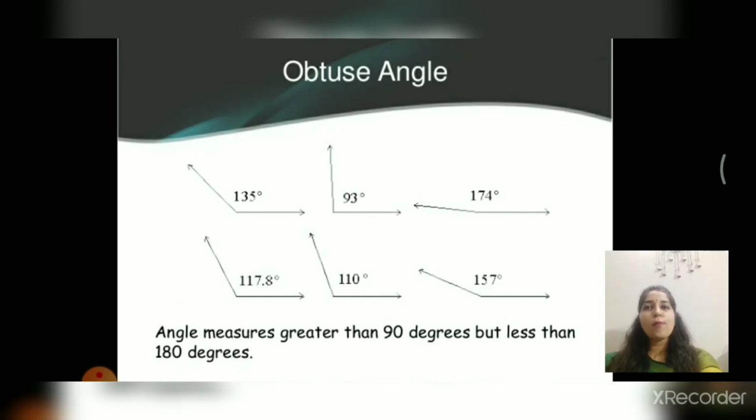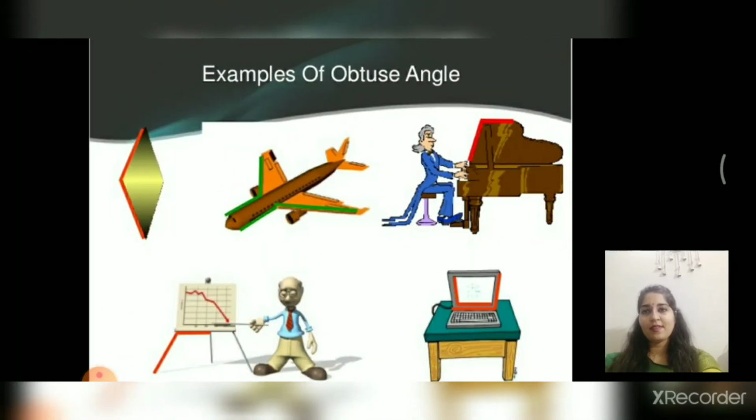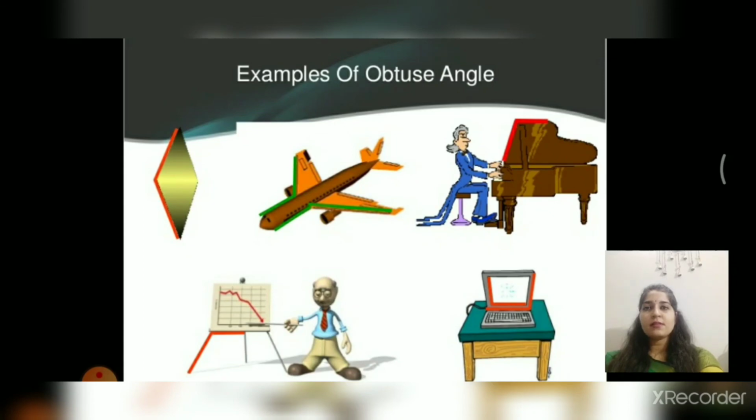Next are obtuse angles. The angles which measure between 90 degrees and 180 degrees, or we can say more than 90 degrees and less than 180 degrees, are called obtuse angles. Some of the examples are given here: 157 degrees, 110 degrees, 93 degrees, and so on. Some examples related to your daily life are given here.